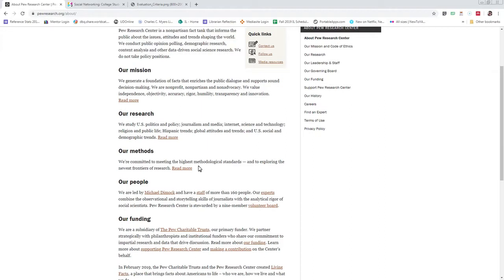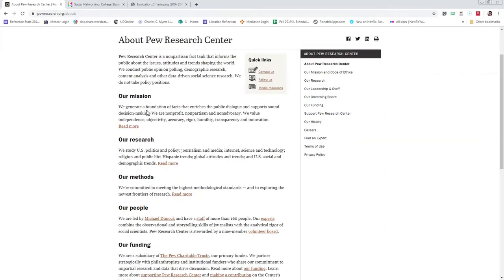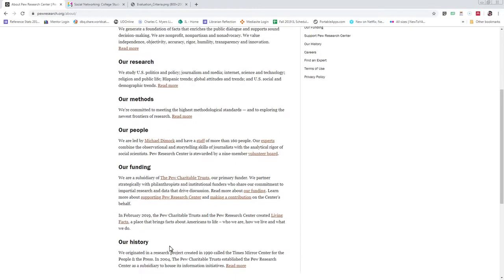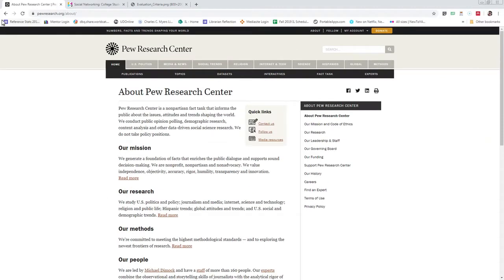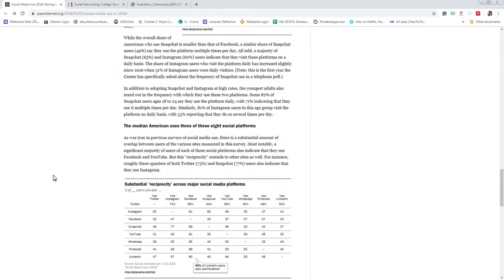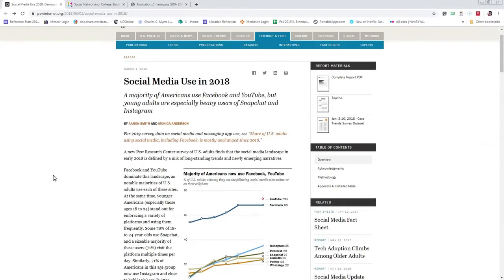So this About Us section is really helping us answer who are they? What do they do? What is their goal? Who funds them? So here is a subsidiary of a trust. They partner with institutional funders who share a commitment to impartial research. Again, they're really big on this idea that it's data and research without taking a side, which I think is really interesting. So lots of information here about that. I'm starting to feel pretty confident about the organization. I know who they are. They're really transparent about how they get their data, where they're getting it from.